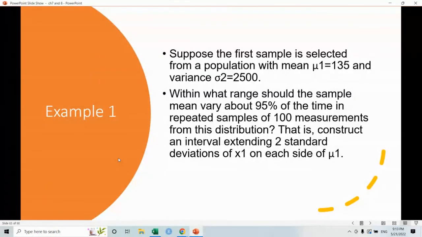So suppose the first sample is selected from a population with mean mu1 equals 135 and variance sigma squared equals 2500. Then what range should the sample mean vary about 95% of the time in repeated samples of 100 measurements from this distribution? That is, construct an interval extending 2 standard deviations of x bar 1 on each side of mu1.